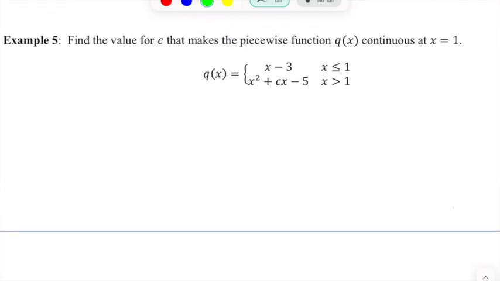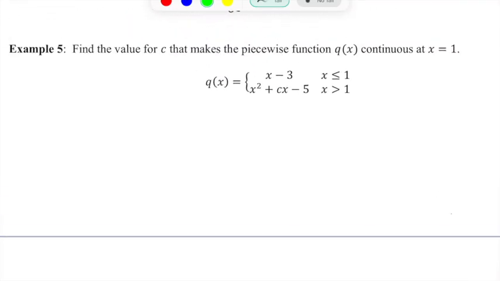Last one, find c that makes the piecewise function continuous. So again, we need to check q of 1. q of 1 is here. That's going to be 1 minus 3, which is negative 2.